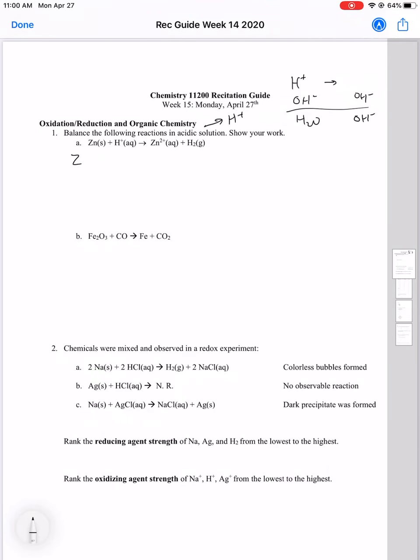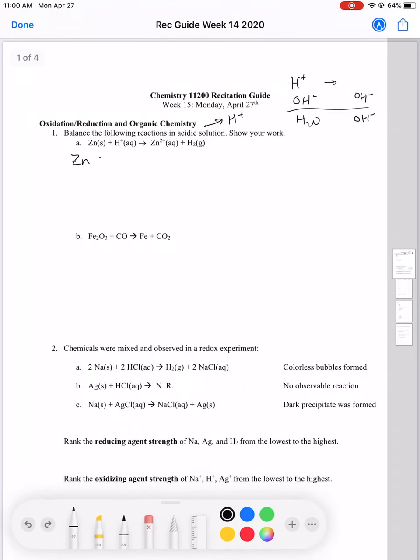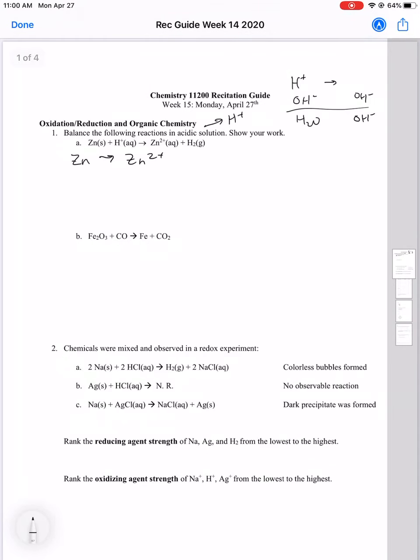So remember, the first step is to divide everything into half reactions. Zinc goes to zinc 2 plus, and H plus goes to H2. Zinc goes to zinc 2 plus. The first step is going to be to balance all the non-oxygen and hydrogens. They're all balanced. All the oxygens are balanced because there are no oxygens. And then the last step, we'll want to make sure all the hydrogens are balanced. So we can do that. And then all of our elements are balanced. And then we'll just want to make sure that all of our charges are balanced.